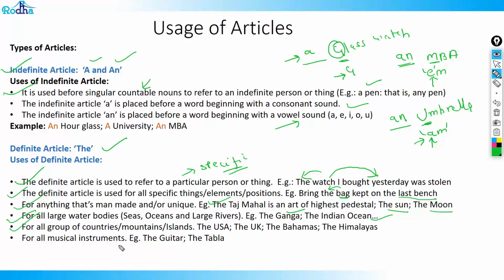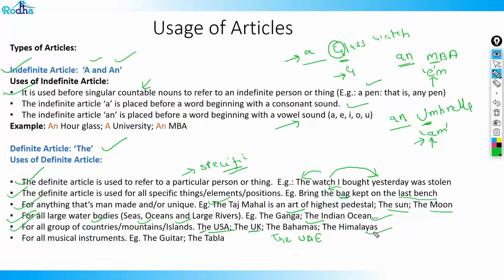The fourth category where you use the is for all group-related elements like groups of countries, groups of mountains, groups of islands. The United States of America is a group. So the name itself tells you: the United States. The name itself has different states. So therefore you'll know it's a group and therefore you'll put the. Similarly, the same logic goes for the UK, the United Kingdom. You can also use the same logic for the UAE, the United Arab Emirates. The Bahamas is a group of islands. The Himalayas is a group of mountains. So all mountain ranges, the Alps, the Sahyadris, the Aravallis, and so on and so forth will all take the, because they are representing groups of mountains.